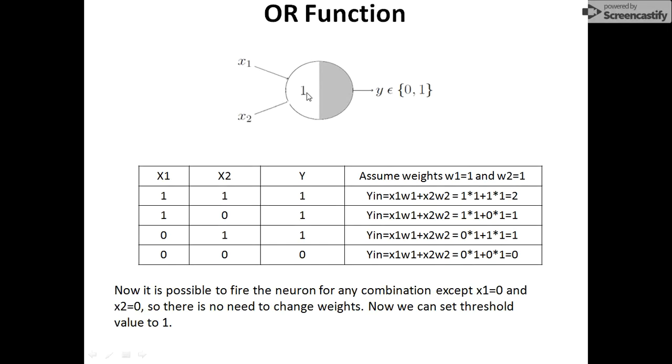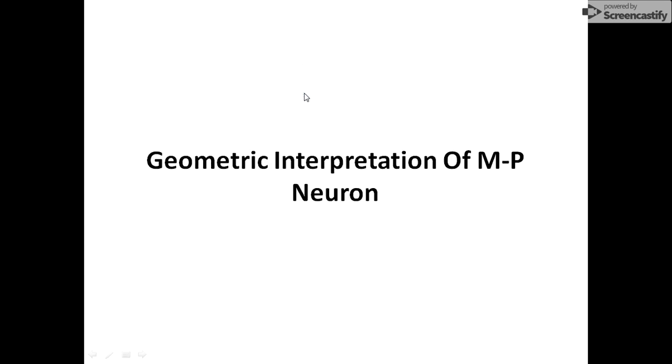Same for OR, we know that if only one of them, either x1 or x2, any one of them has the value 1, in that case the neuron should fire. So now we choose the threshold value for this one as 1, because if this is 1 and this is 0, no problem. If this is 1, this is 0, no problem. But if both of them are 0, then the aggregation will be less than 1 and it will not fire, right? Same we can do with other functions also.